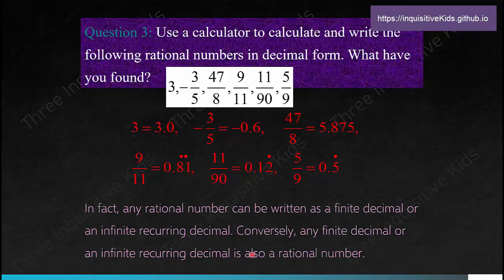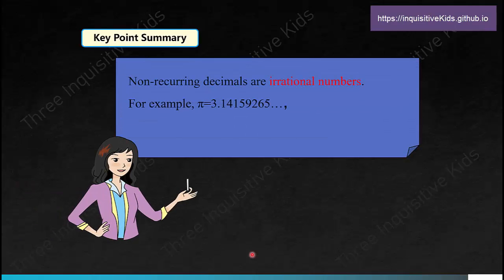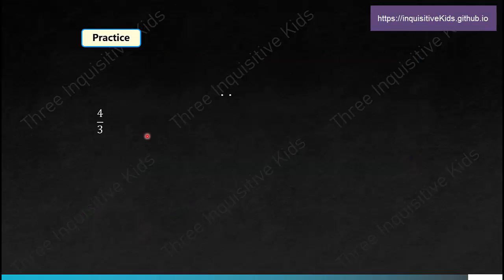All right, now we can move on. Here's a key point summary. Non-recurring decimals are irrational numbers. For example, pi equals 3.1415926 and so on. And a decimal like 0.101001001, which keeps going with one more 0 in turn between two 1s, is non-recurring. So this is an irrational number as well.